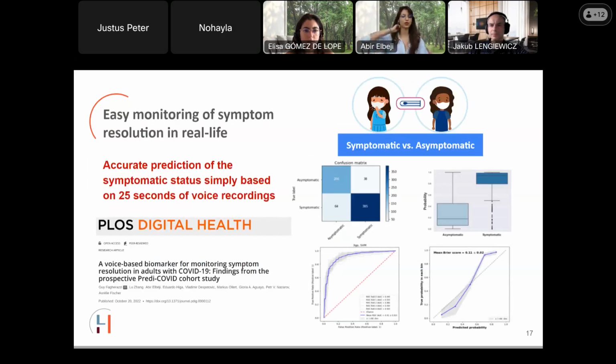Now back to our work and what we are doing within the lab. Like everyone, we started working with the pandemic, with COVID-19, focusing on studying the symptoms of people with COVID-19. We worked on the symptom resolutions, which means we checked if people in symptomatic or asymptomatic stages have different vocal characteristics, which was the case. We also studied the fatigue symptom, and the loss of taste and smell symptom.